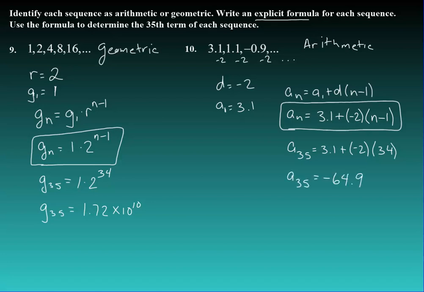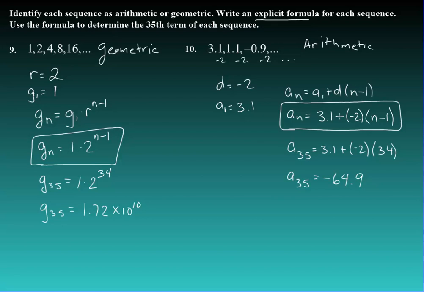Alright, so hopefully you looked at the pattern and noticed that the pattern was going down by 2 every time, so we were subtracting 2 each time, which means it's arithmetic, which by the way on the last one I forgot to label it geometric, so I did that just now.